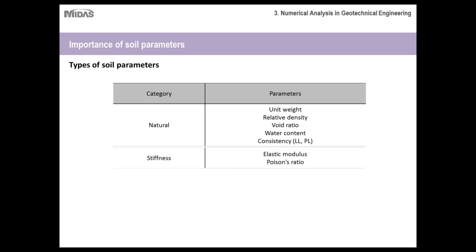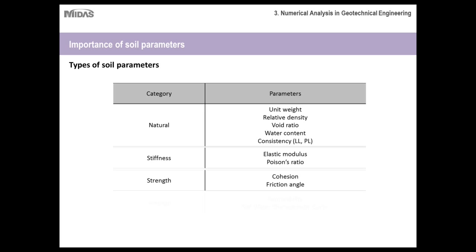And then stiffness, for example, elastic modulus and Poisson's ratio. These are essential for calculating, for example, deformation. So it's important, for example, in a retaining wall project or excavation type projects where deformation is studied a lot, then elastic modulus and Poisson's ratio are very, very critical. And then strength, such as cohesion and friction angle. These are typically used for deep foundation type projects or pile foundation projects.